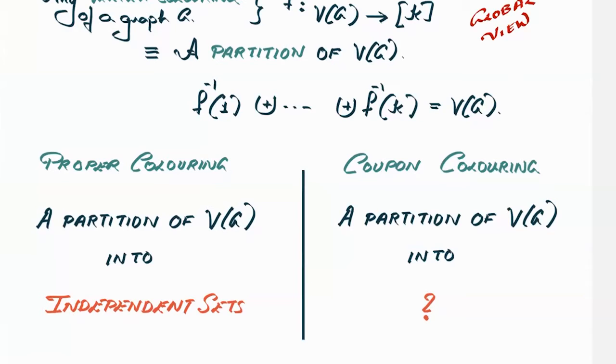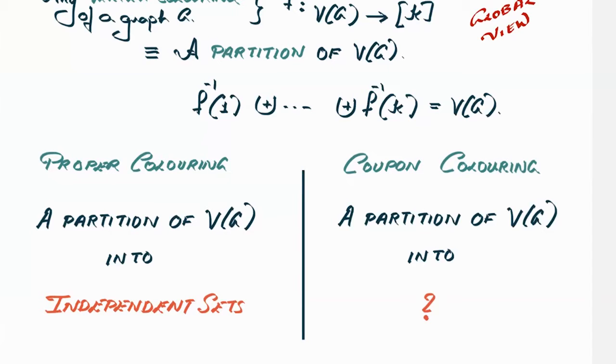As an example, if you take a color class of a proper coloring, then each color class turns out to be the familiar notion of an independent set, a set which does not contain any edges between its vertices. Hence, proper coloring is nothing but a partition of the entire vertex set of the graph into parts, each part being an independent set.